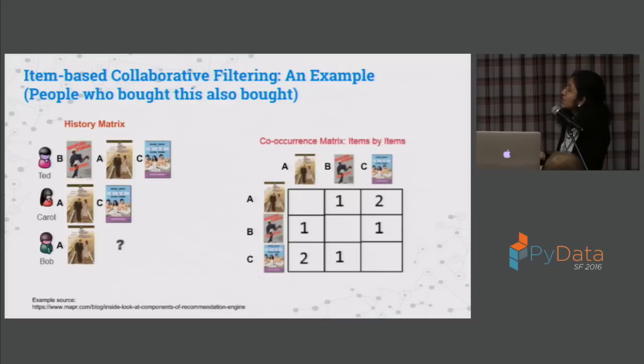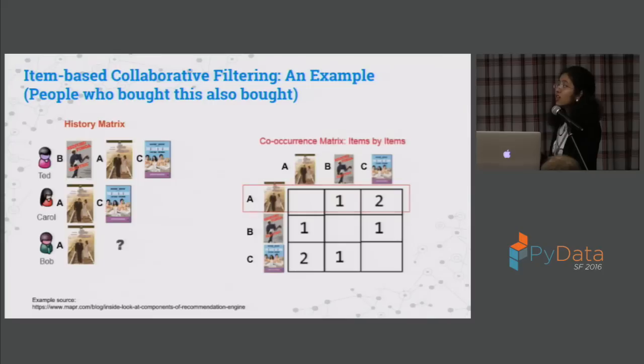And then how many users have watched both movies A and C? Ted has watched both A and C, and Carol also has watched both A and C. So therefore, we'll have 2 here in the co-occurrence matrix. Now the question is to generate recommendations for Bob. When we need to generate recommendations, we see what movies Bob has already watched. In this case, Bob has watched movie A.